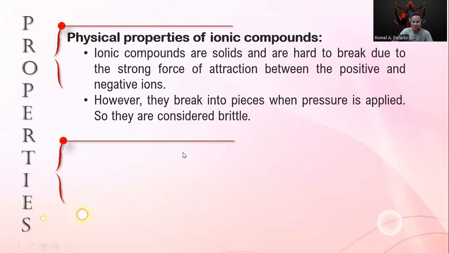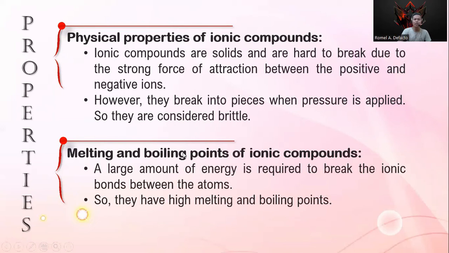Okay? So the next one here is the melting and boiling points of ionic compounds. A large amount of energy is required to break the ionic bonds between the atoms. So, in effect, they also have high melting and boiling points. No? Because a very high amount of energy is required to break their bonds. So there is a large amount of energy, so the result is high melting and boiling points.